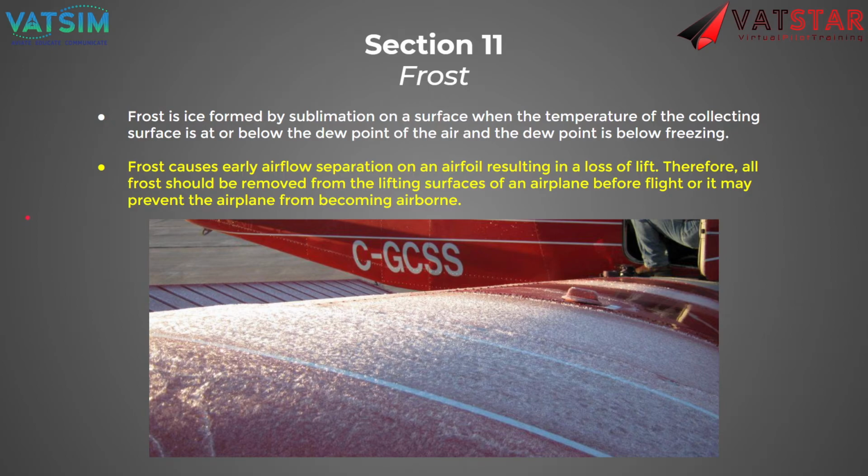So what happens is the moisture in the air that's a gas actually will stick to a surface that is colder than freezing, and it's also below the dew point. So the dew point has to be below 0 degrees Celsius, and the temperature of the surface has to be below the dew point. And what happens is this frost will stick to the wing, and it will develop on the wing over time. And frost causes early airflow separation from the wing because the air can't smoothly flow over the wing, so it just ends up flying off the top.